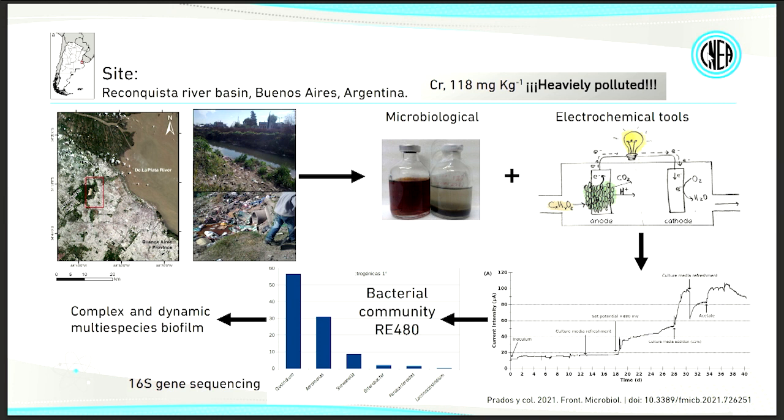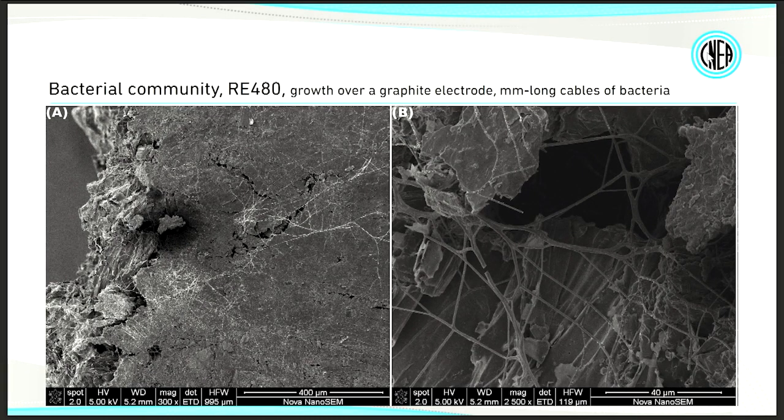When we observe by scanning electron microscopy the electrode that we employed for the selection of these microorganisms, we found this amazing network. This is the surface of the graphite electrode, and we saw this amazing network of cables that were millimeter long, as you see the reference here, cables composed of bacteria.